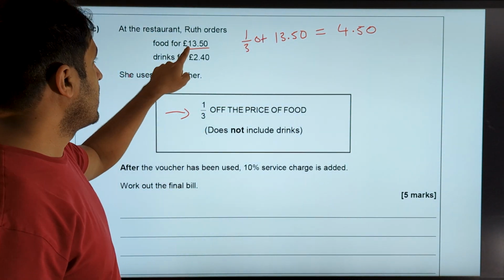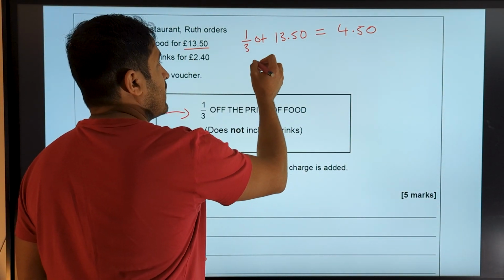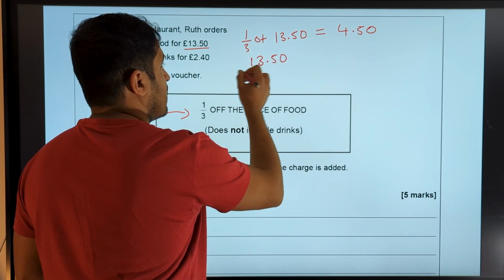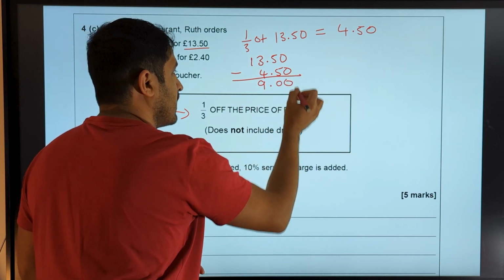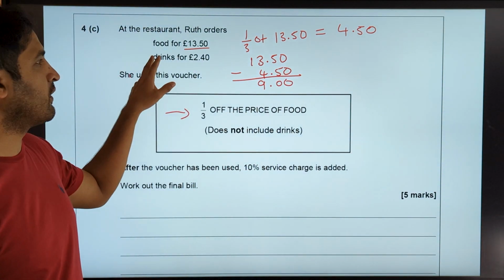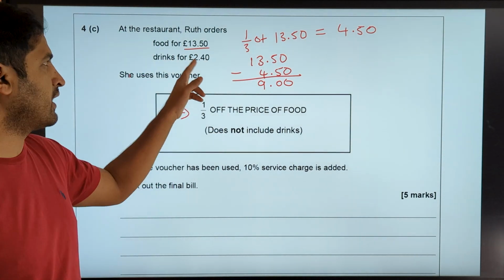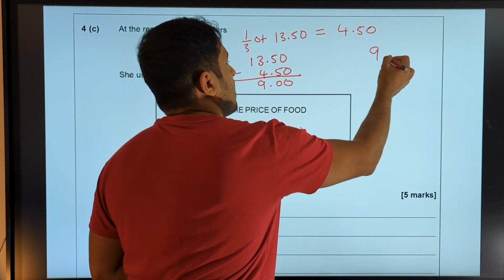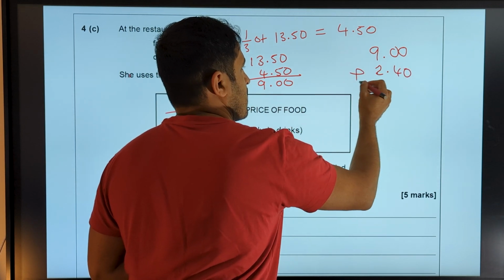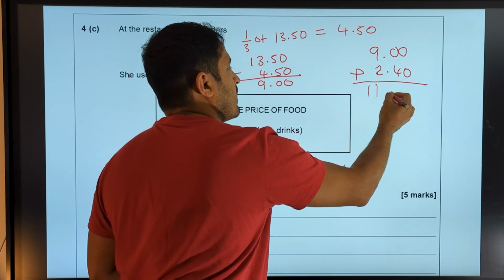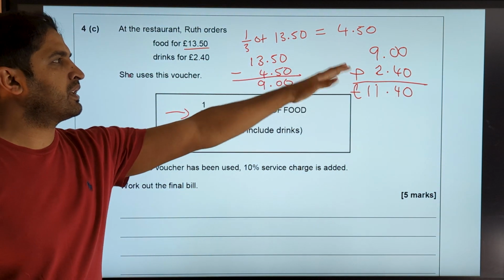And then what you're gonna do, if that's what you get off from the food, we need to take it away from it. I'm gonna write that down as well. So we're gonna do 13.50, take away 4.50, and that will give me £9. That will give you your second mark because I'm writing everything down. Then what do I have to pay? £2.40, which I don't get the 1/3 off from that drink. So we need to add £2.40 to £9. And we get £11.40. Okay. Again, 1 more mark, so that's 3 marks by the time we get to that place.